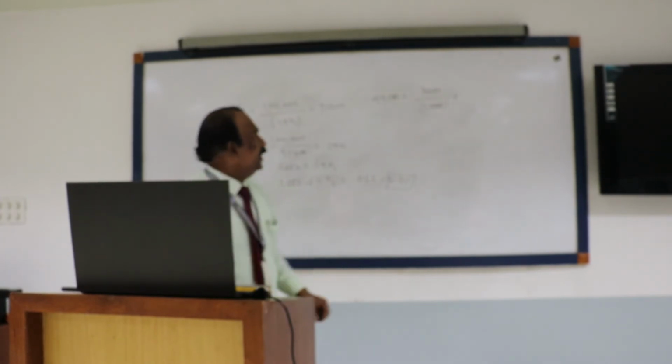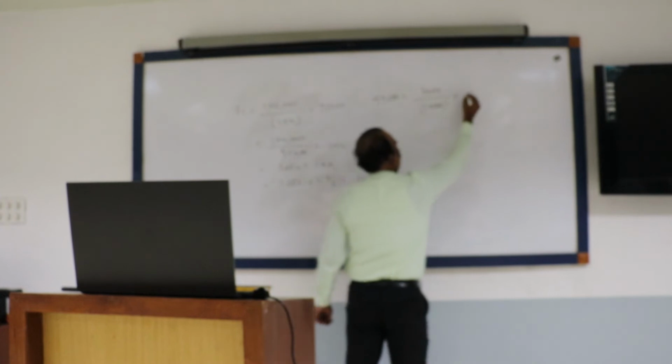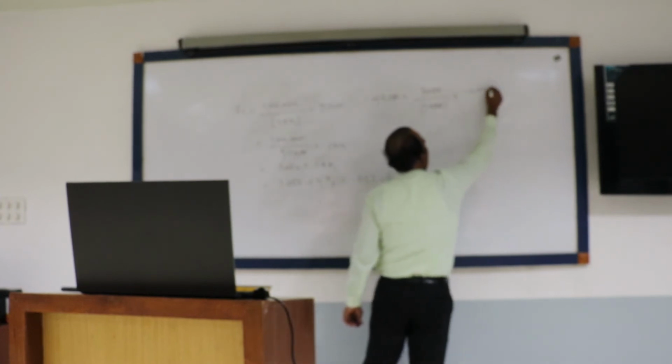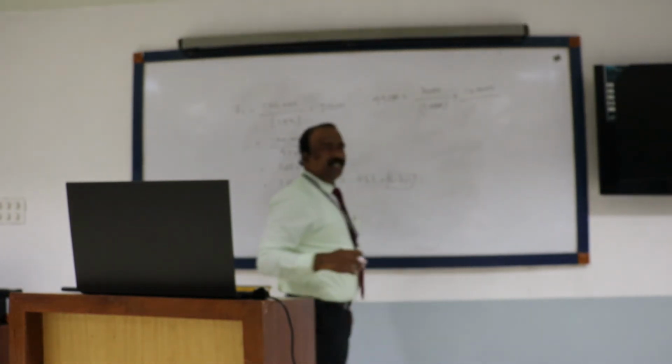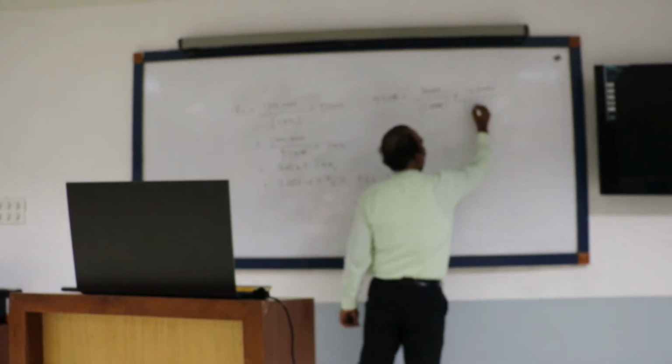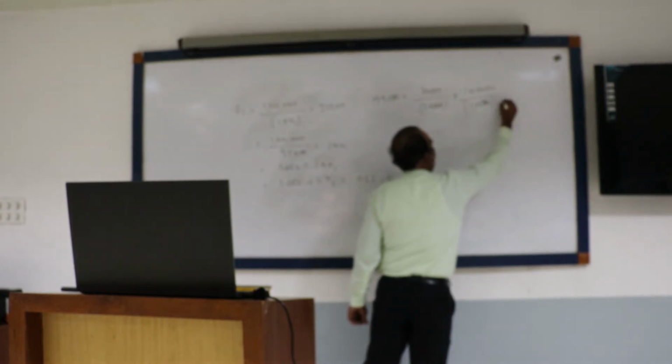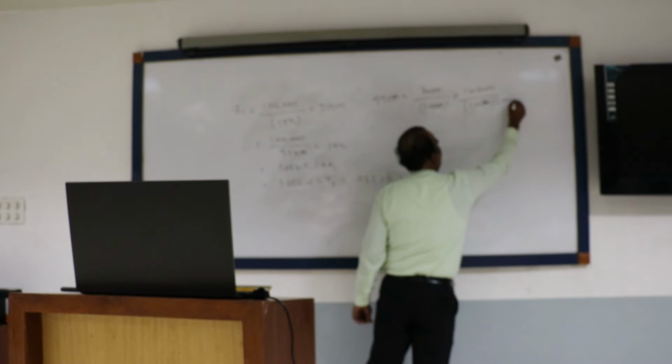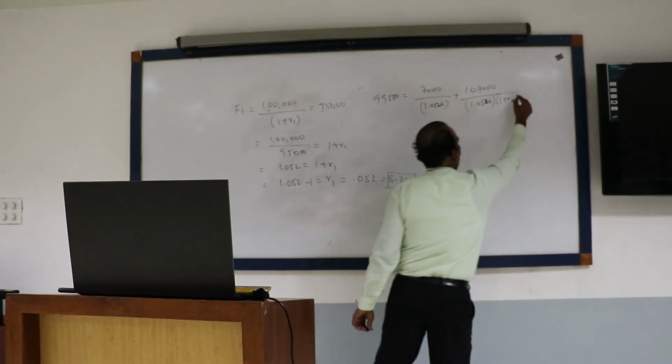Okay. Then in the second year, you will be getting back 1 lakh plus 7,000, the second year interest. The first year interest and second year interest, that is 1.0526. And we have to calculate 1 plus R2, the second year interest. You have to calculate 1 plus R2.